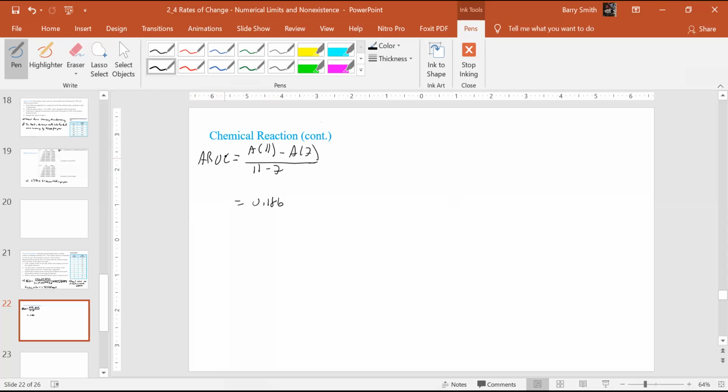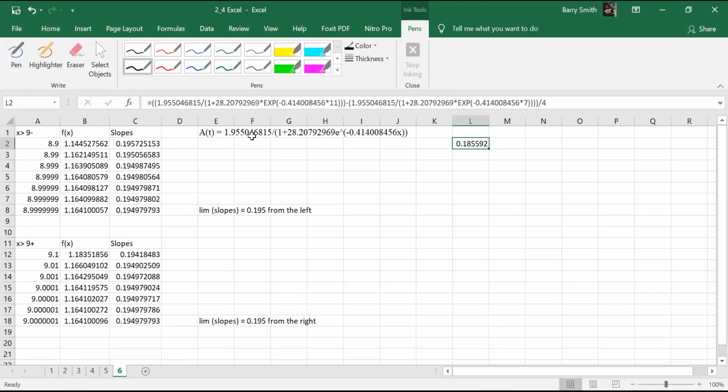All right, so now what's the next question? It says numerically estimate to the nearest thousandth by how much the reaction activity is increased at 9 minutes. All right, so now we need to go back to our Excel, and we have our function.